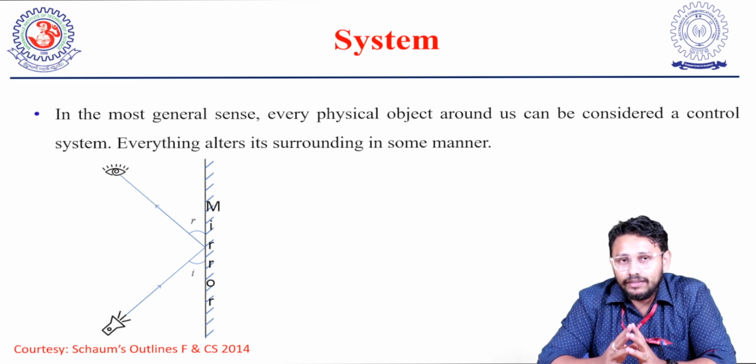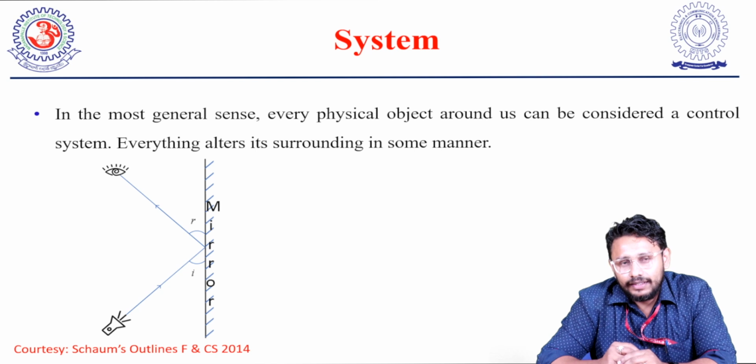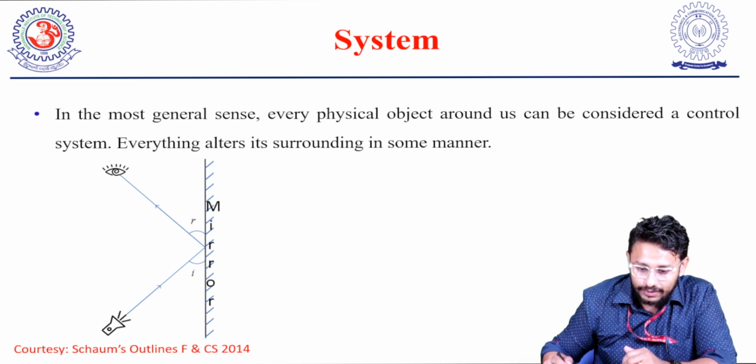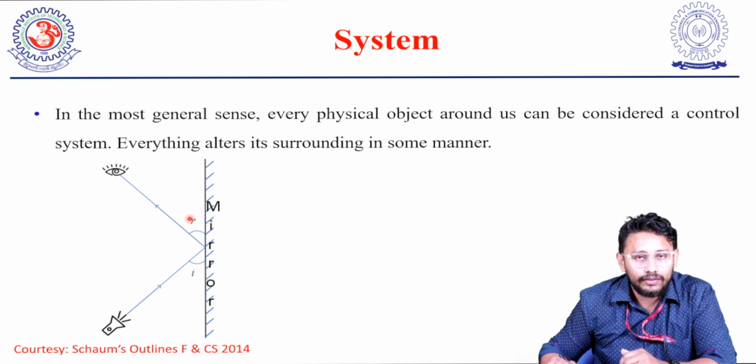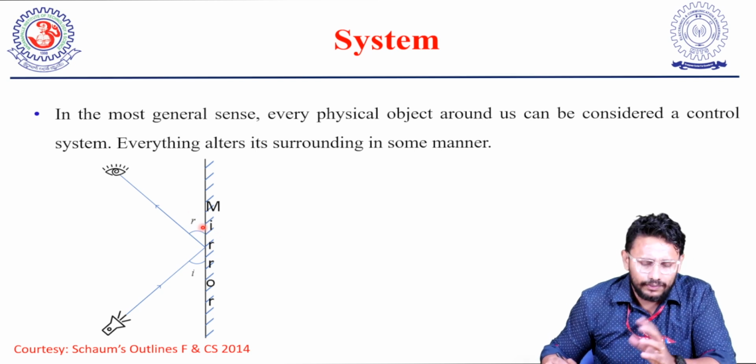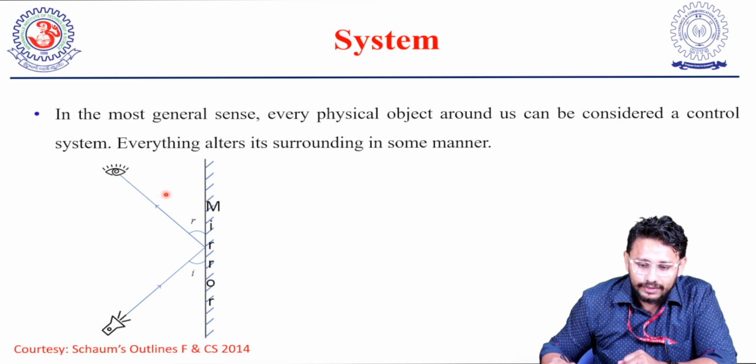By basic laws of reflection, we know the angle of incidence, that which is represented over here, must be equal to the angle of reflection. This is a well-known law, known as the law of reflection. Now, this can be defined as a system.